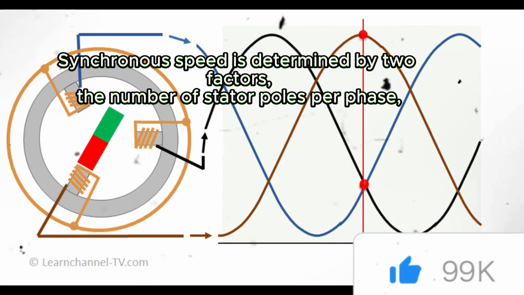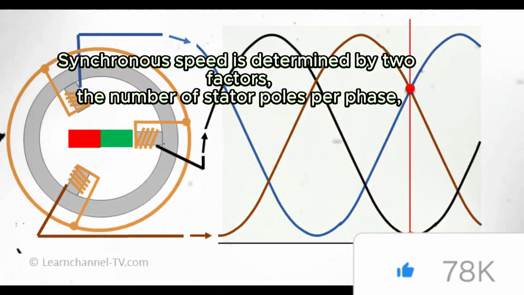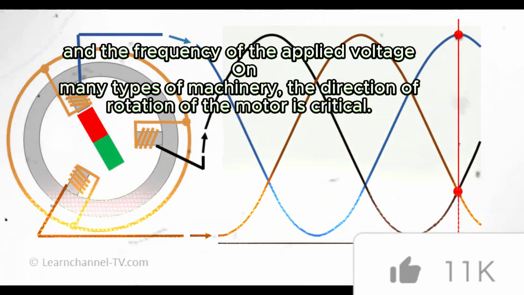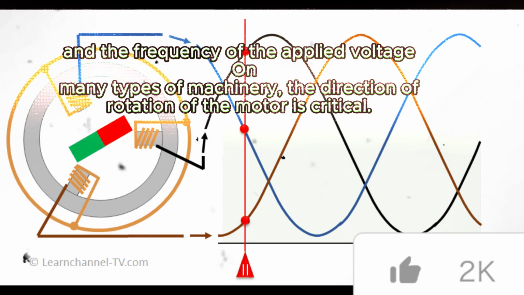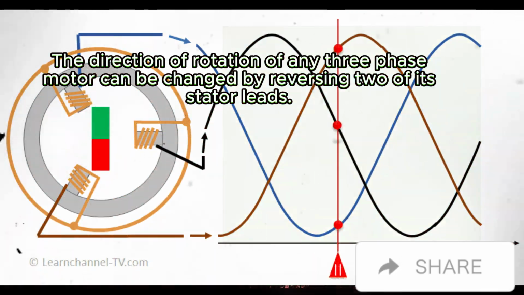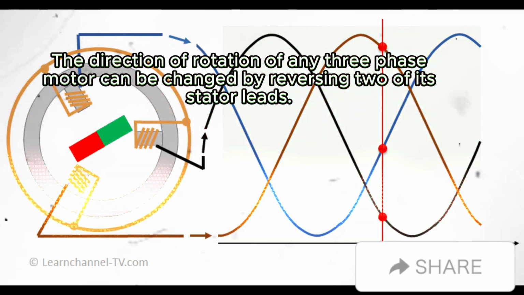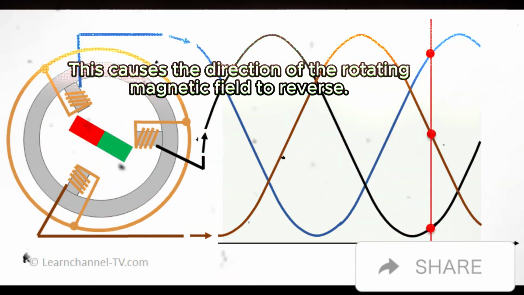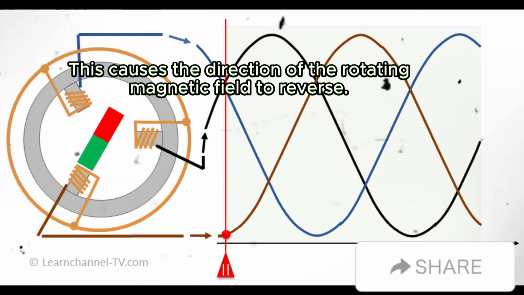Synchronous speed is determined by two factors: the number of stator poles per phase, and the frequency of the applied voltage. In many types of machinery, the direction of rotation of the motor is critical. The direction of rotation of any three-phase motor can be changed by reversing two of its stator leads. This causes the direction of the rotating magnetic field to reverse.